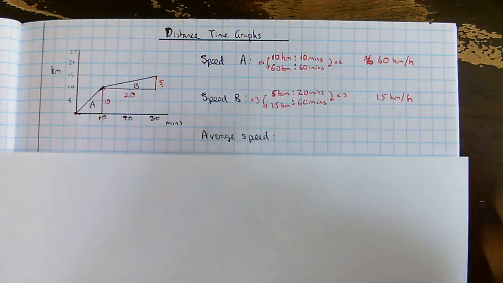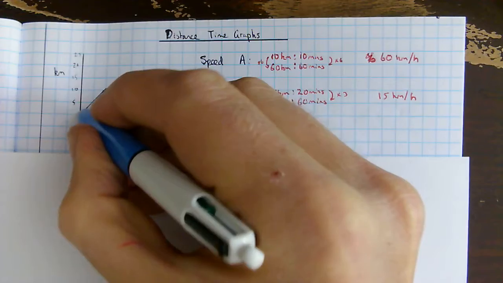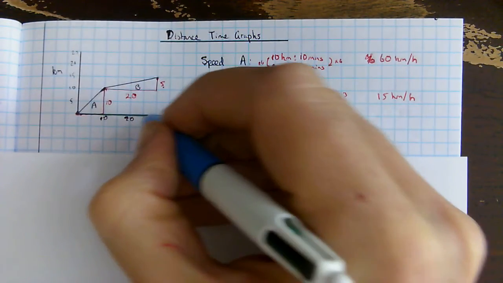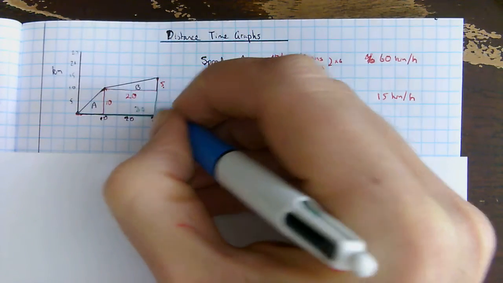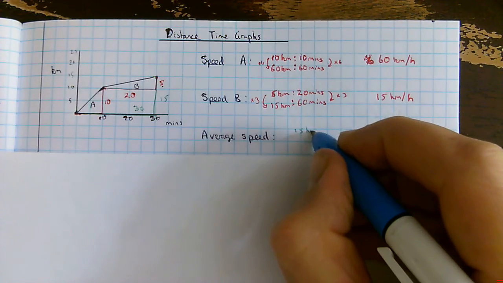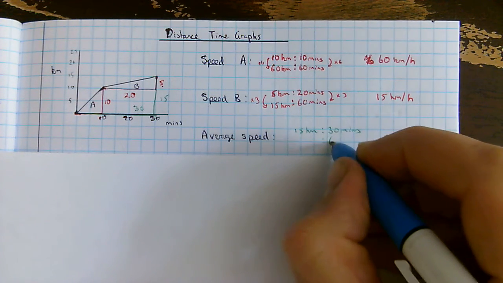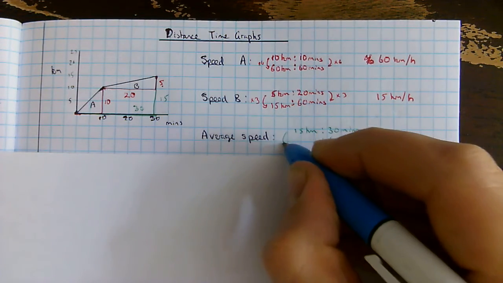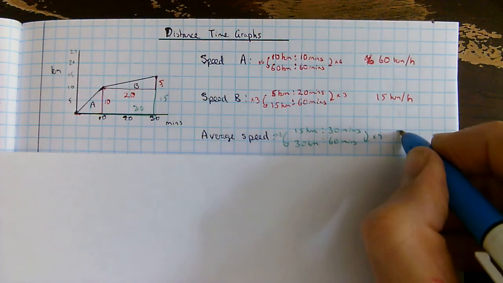If I wanted the average speed across the whole journey, that means going from start to finish. So from start to finish, it's taken me 30 minutes. I've gone 15 kilometres. So here, for the whole journey, I've gone 15 kilometres in 30 minutes. Times it by 2 to give me 60 minutes. Tells me it's 30 kilometres per hour.